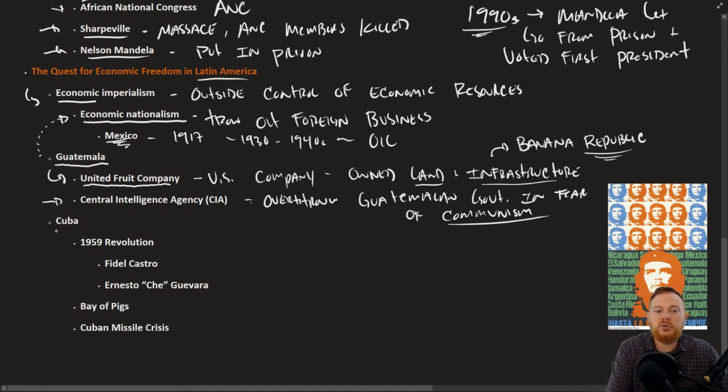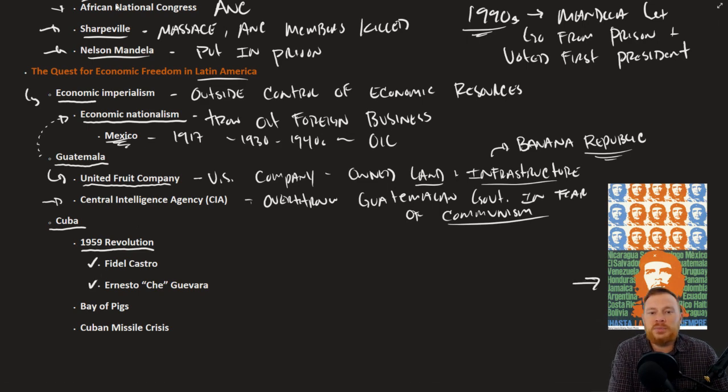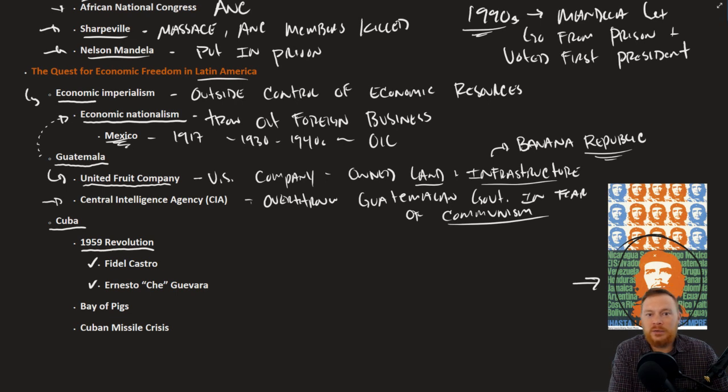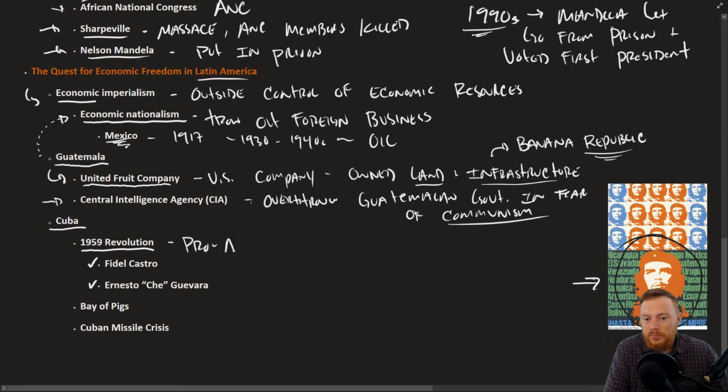Cuba is also another great example of how decolonization and the Cold War intersect. In 1959, Fidel Castro and Ernesto Che Guevara. Guevara, in many cases, became kind of like the poster boy for what decolonization meant in Latin America. And that was, again, ousting kind of foreign capitalist influence. In 1959, the pro-American regime was kicked out by Castro.